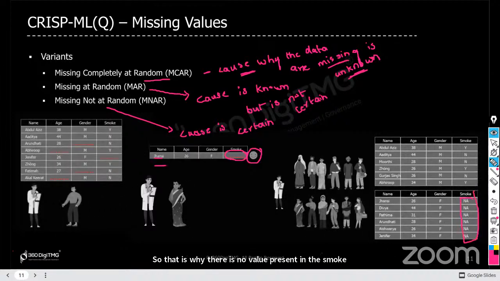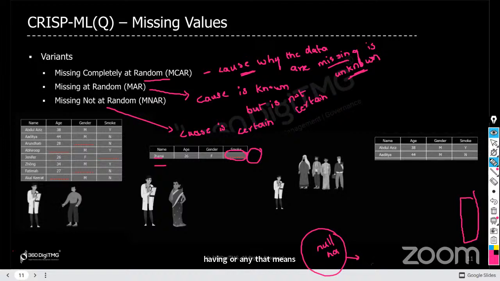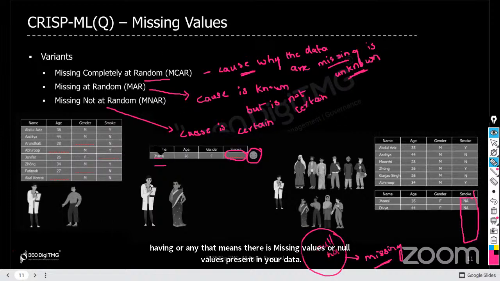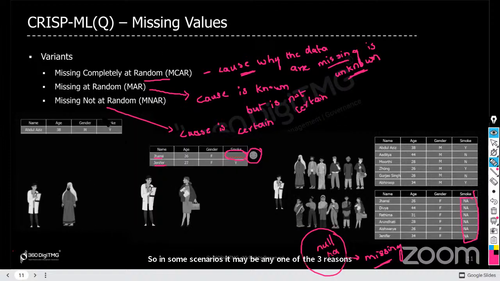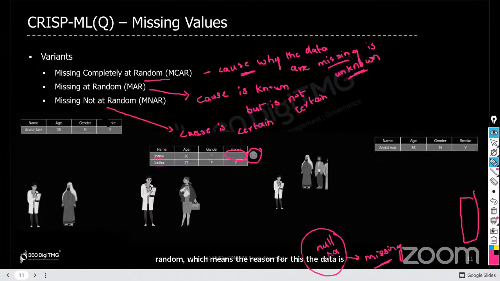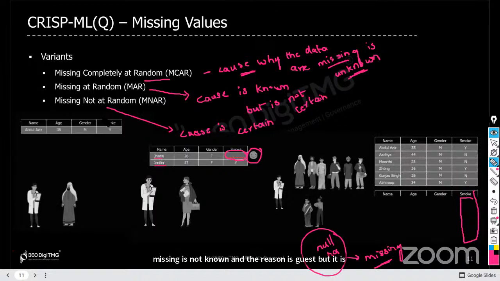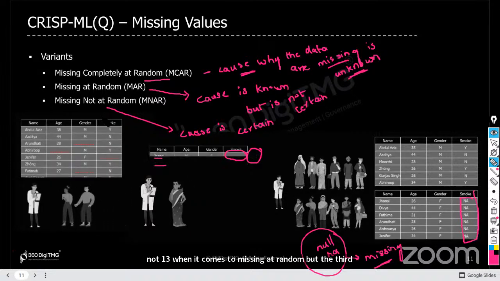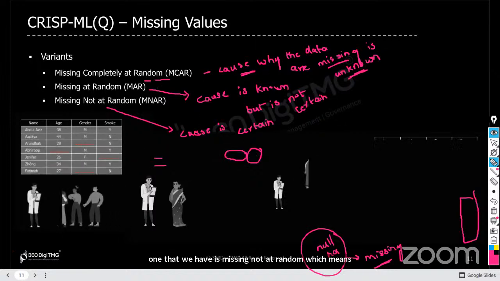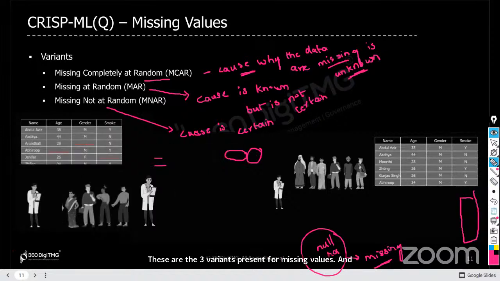So when you have null or NA, that means there are missing values present in your data. In such scenarios, it may be any one of three reasons. It may be missing completely at random, which means the reason the data is missing is not known. The reason is guessed but not certain when it comes to missing at random. The third one is missing not at random, which means the reason for which the data is missing is known to us. These are the three variants present for missing values. And then I will just clear these things.